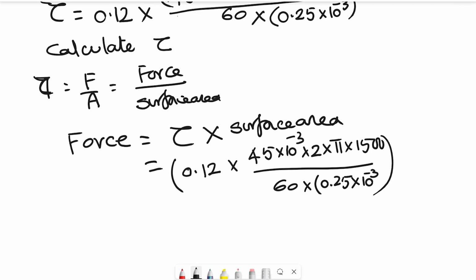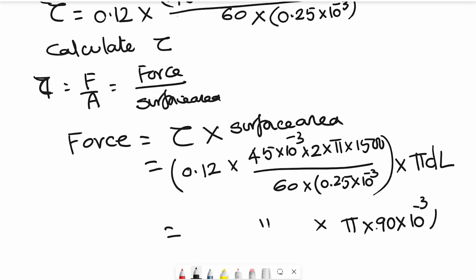This is shear into surface area, which means pi dl, right? So this is multiplied by pi dl. What is d? D is the rotating diameter, how much is it? 90 into 10 to the power of minus 3 diameter, right? Into L, what length has he given? 100 mm, so it is nothing but 0.1. So that means we got the force also.